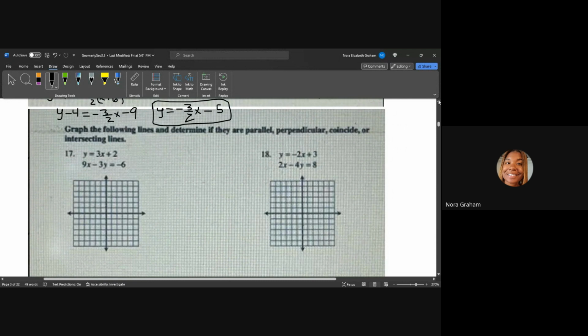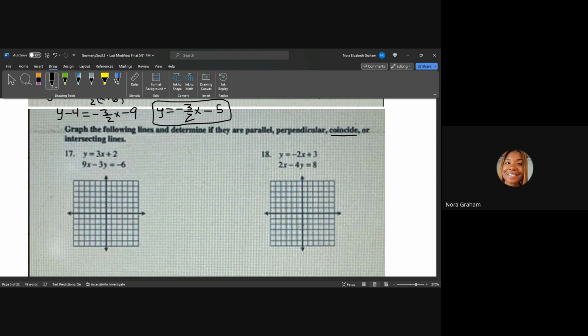Let's do these ones. All right, so these ones, it's graph the following lines and determine if they are parallel, perpendicular, coincide. So coincide means that they all share the same points. So that means the graphs are literally like on top of each other, or they're the same graphs. That's what that means. Or intersecting, all right? So let's start with 17. This one will be easier to graph.